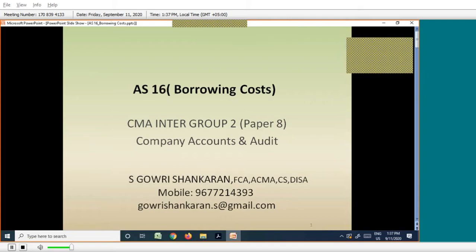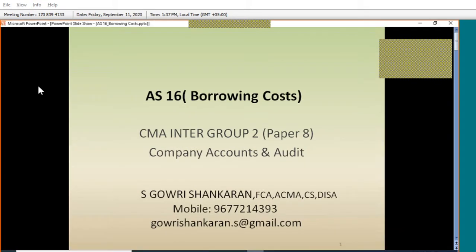In continuation with that, till now we discussed the accounting standard, the meaning of accounting standard, the objective, advantages, disadvantages, and also we completed the AS 12, accounting for government grants. Okay. So today we will start with the new accounting standard, that is AS 16, borrowing cost.